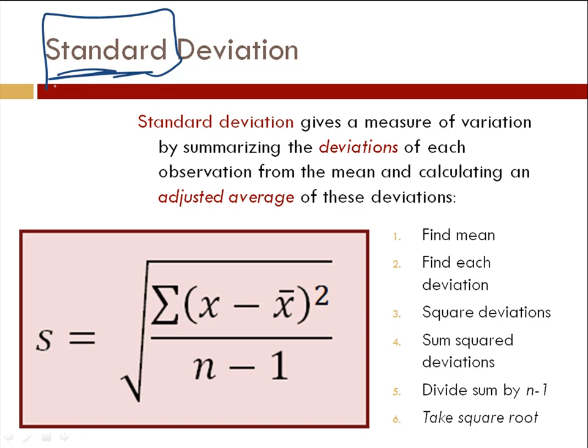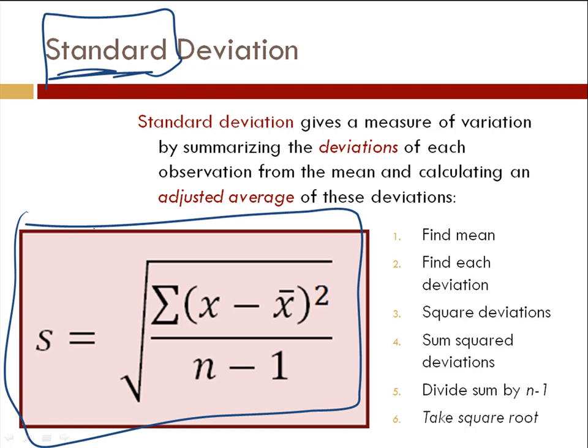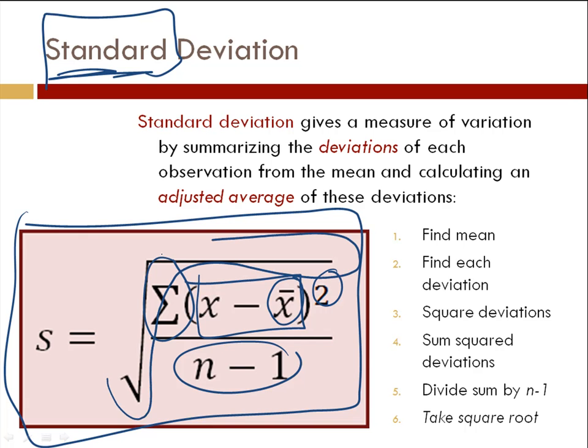In order to calculate the sample standard deviation, we would use this formula, and the steps to calculating: we first need to know what the sample mean is, and then once we have the sample mean, we can calculate each deviation for every single data value, and then we want to square those deviations, and then we want to add those up, and then we're going to divide by n minus 1, and last but not least, we need to take the square root.